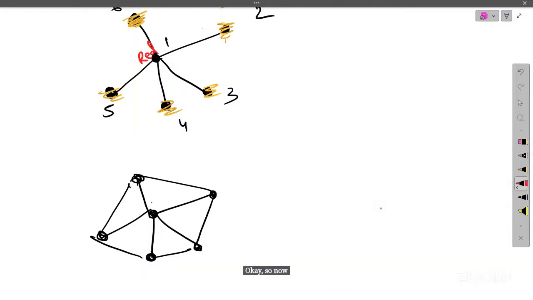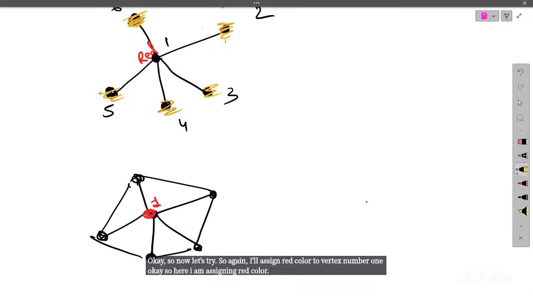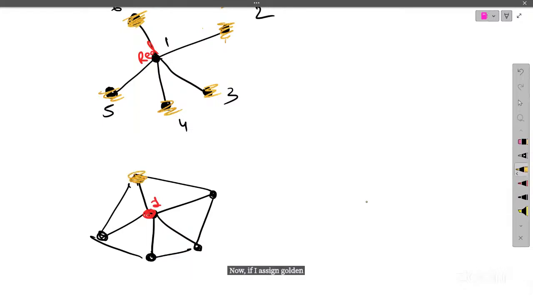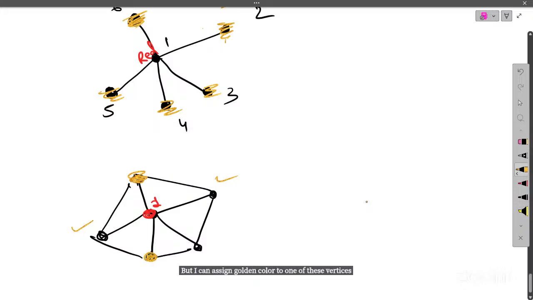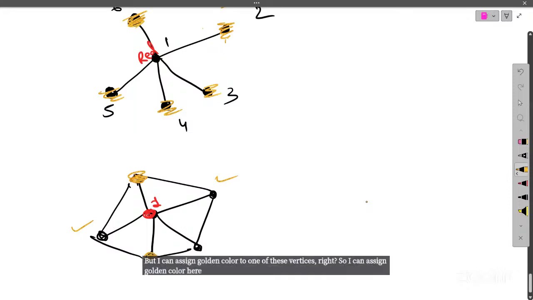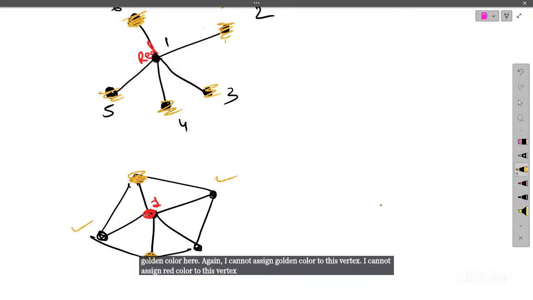So again, I'll assign red color to vertex number 1. Now if I assign golden color here, I cannot assign golden color to this vertex or this vertex, but I can assign golden color to one of these vertices, right? So I can assign golden color here. Again, I cannot assign golden color to this vertex, and I cannot assign red color to this vertex. So now here I have to choose another color, right?